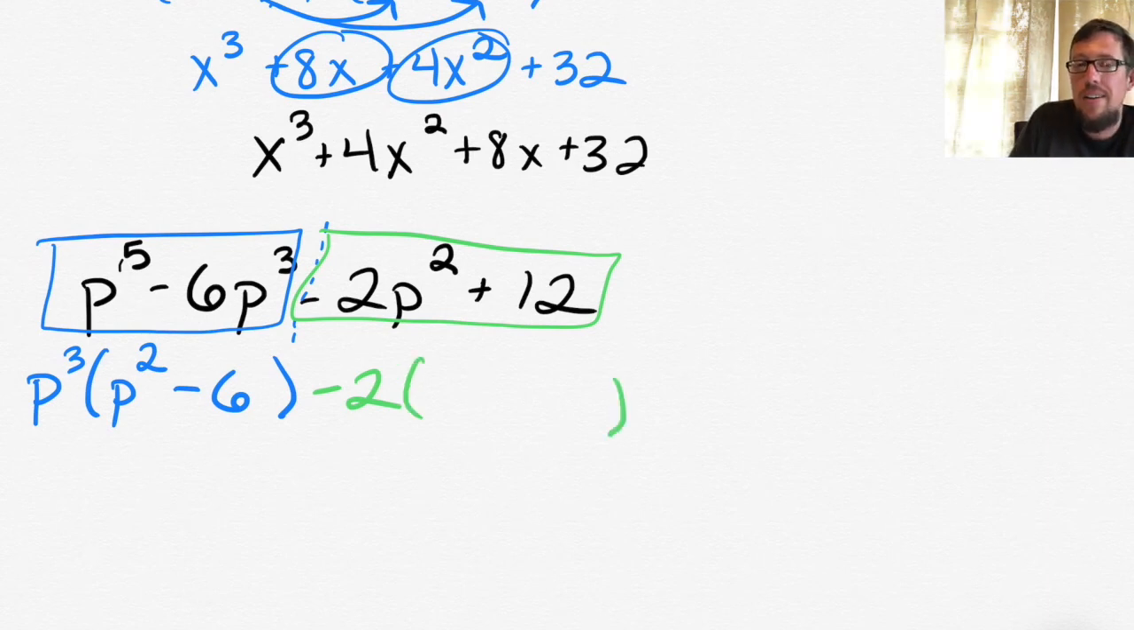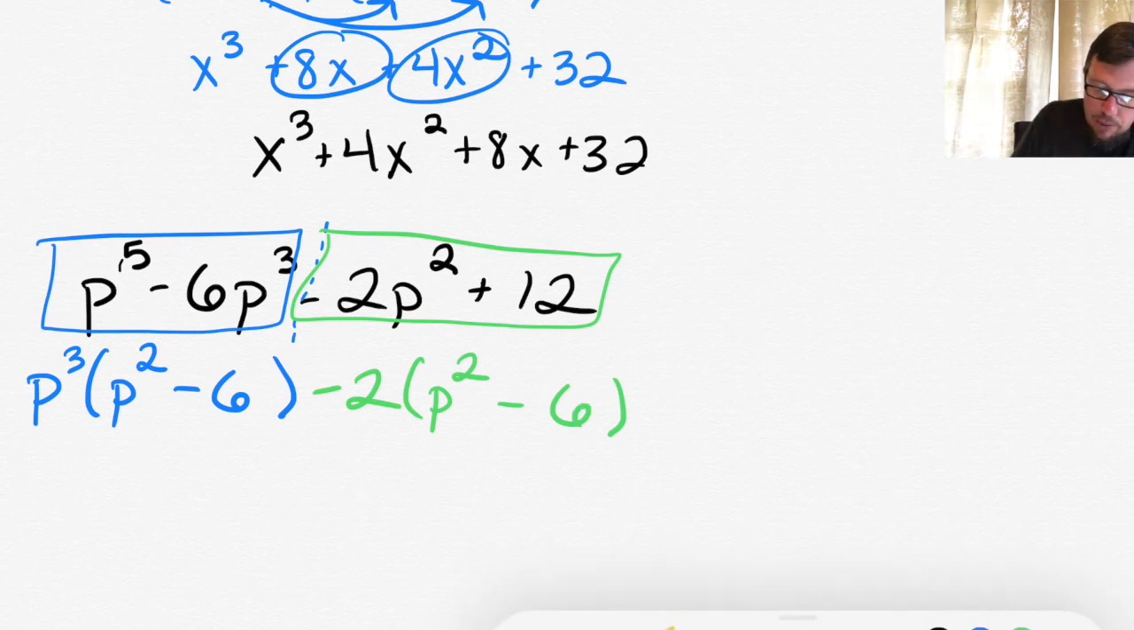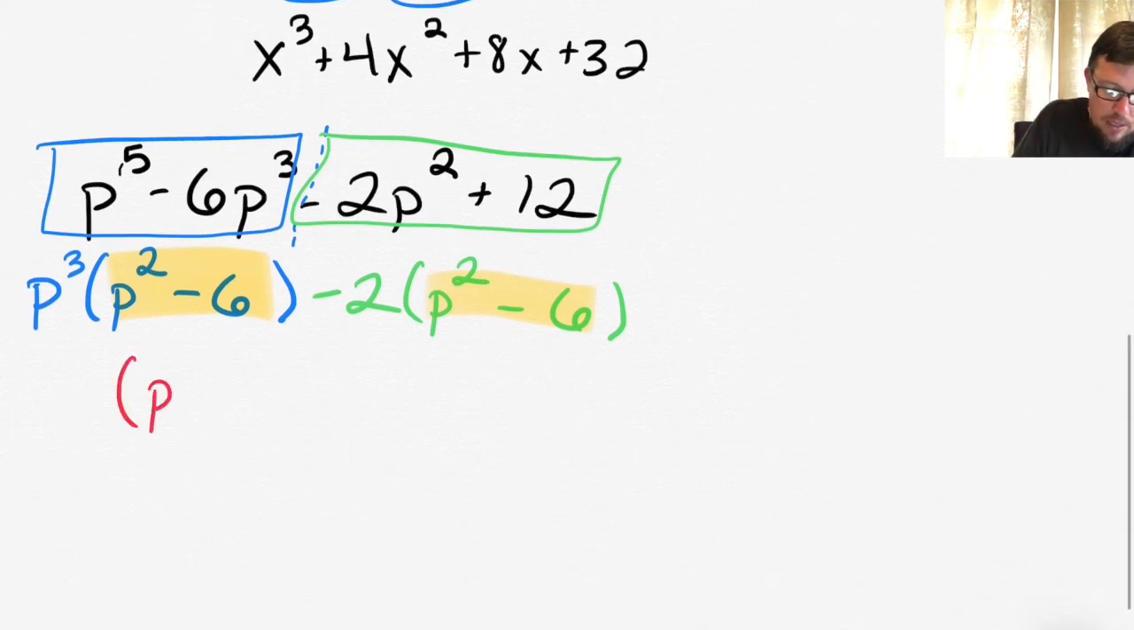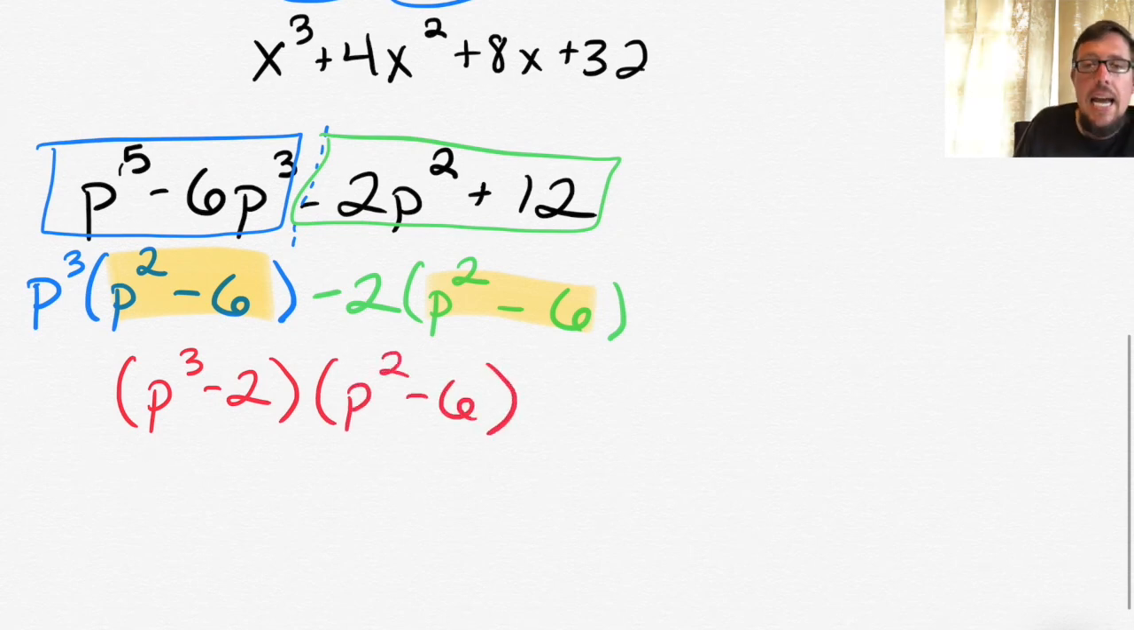Negative 2p squared divided by negative 2 is p squared. And 12 divided by negative 2 is negative 6. And now my two sets of parentheses are the same. So now I know that I factored it correctly. So if your problem starts with a negative, you have got to factor out the negative. So I think the answer is p cubed minus 2 and p squared minus 6. And I can verify that by doing the distributive property, or you can take my word for it.